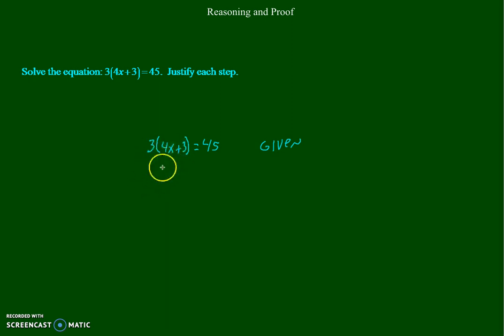We have 3 times 4x, which is 12x, 3 times 3 is 9, equals 45. And you may think, oh, we multiplied, so that's multiplication property. No, we didn't cross the equal sign. It's all on one side. So when you're doing the multiplication on one side, it's just the distributive property. We've distributed the 3 to each one of the terms inside the parentheses. So that's distributive property.